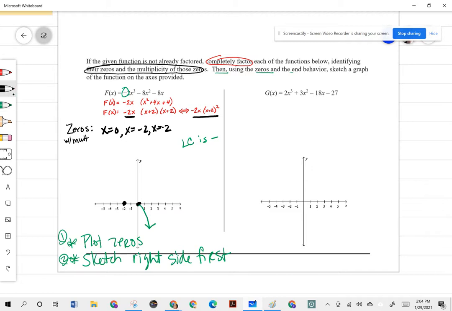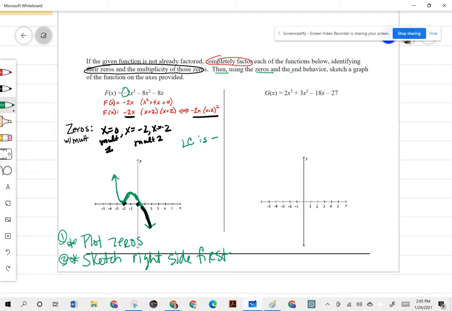Now, I forgot to indicate the multiplicities here. x equals 0 is with a multiplicity of 1. But x equals -2 is with a multiplicity of 2, which means it's going to have that kind of bounce. So now as I go through this, if x equals 0 is a multiplicity of 1, I need to be going through that x-axis, and I need to come back around and be tangent to that other 0. And so that's going to be what the graph would look like.